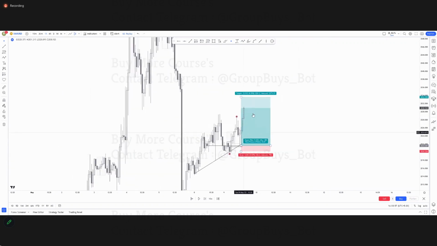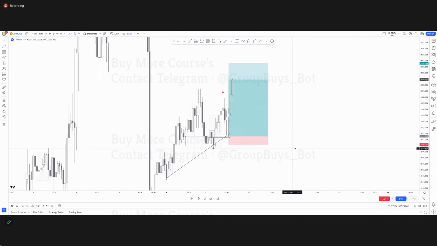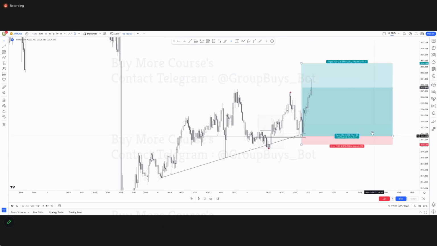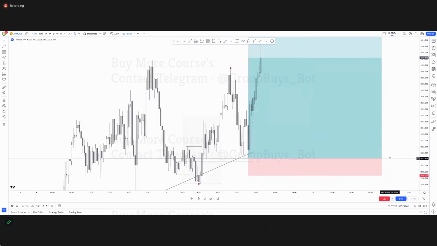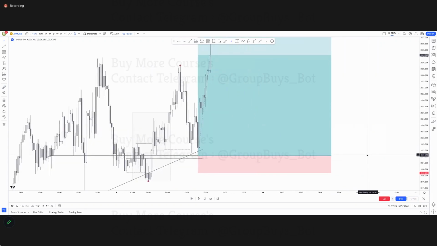Okay, so now the price went high, it broke the structure. Someone asked me, when do I break even the trade? So now price tapped here. Once we see a quick rejection from here, a quick rejection is this: price tapped, it went quickly higher. Once price rejects like this, I will break even the trade quickly. That's the fastest way to break even your trade.